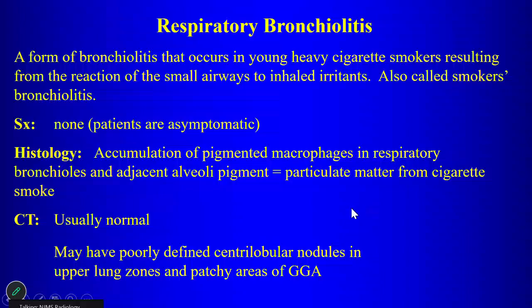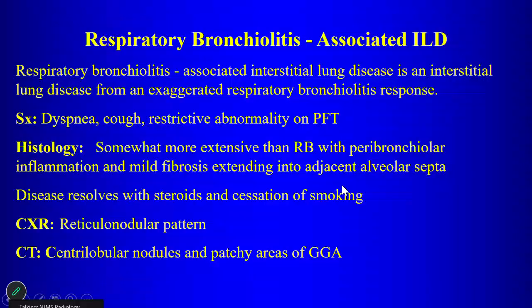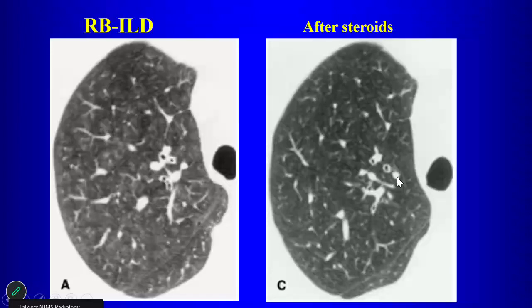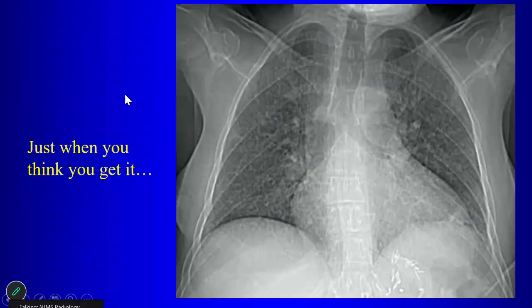And we also covered respiratory bronchiolitis. This occurs in patients who are smokers, and this also results in inflammation around the centrilobular bronchioles. If they are symptomatic, then it's called respiratory bronchiolitis associated interstitial lung disease, and that would also give you centrilobular ground glass nodules. This disease does respond to steroids, and it gets better if the patient stops smoking.